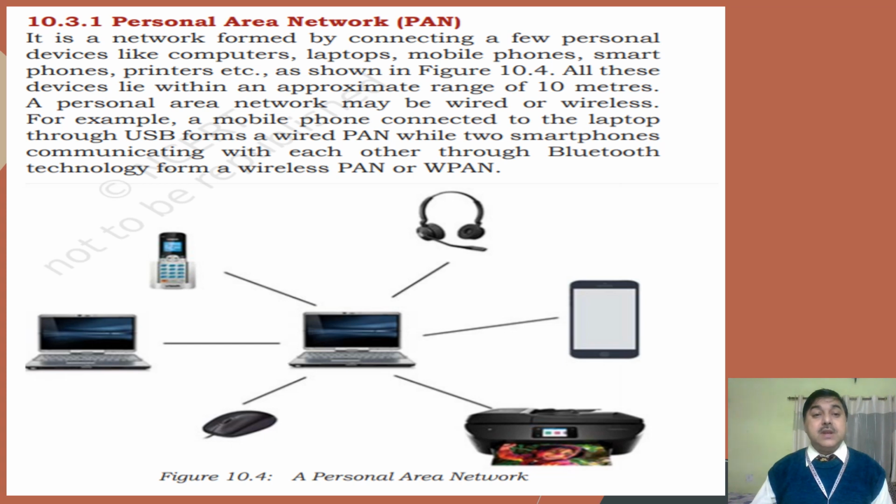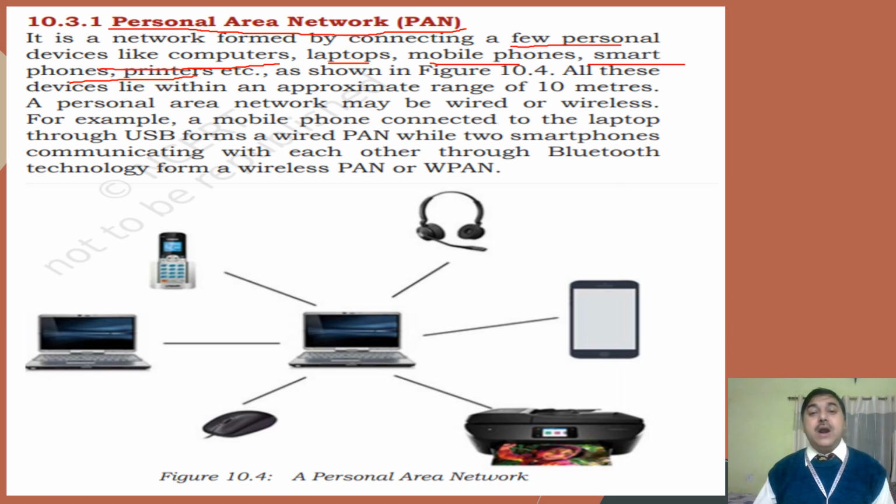First, the personal area network, commonly known as a PAN. That means it is a networking connectivity system where we find a few personal devices. That means a few of your personal devices you are connecting, like your laptop, your computer, your mobile phone, your smartphone, your printer, etcetera. All these devices you are connecting.